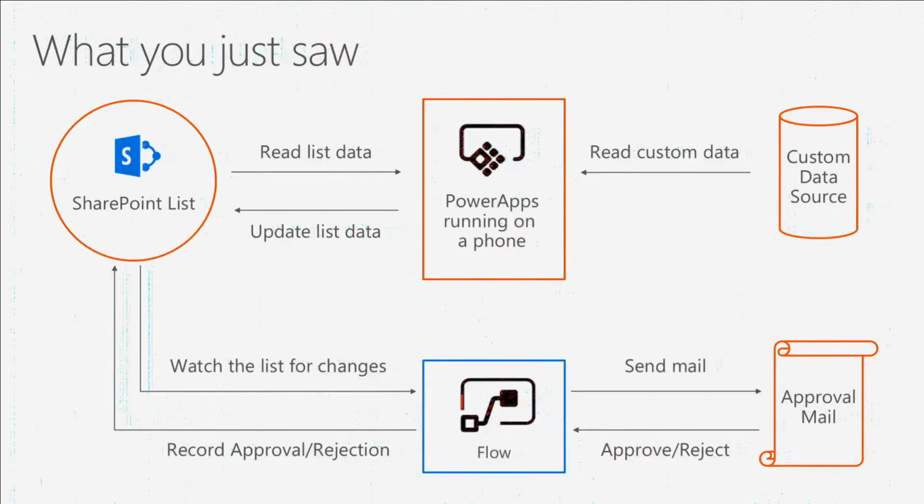Just to recap what you just saw, you want to talk us through it? We had the Power App running on the phone, and it was requesting data from the list to show you the vacation requests, as well as the custom data source for that number of days. Then we added a new one, and it updated the list data. We had a flow watching the list for changes. When it detected a new vacation request, it sent that approval mail to the manager. The manager approved, and then it went back and updated that SharePoint list to complete the circle.